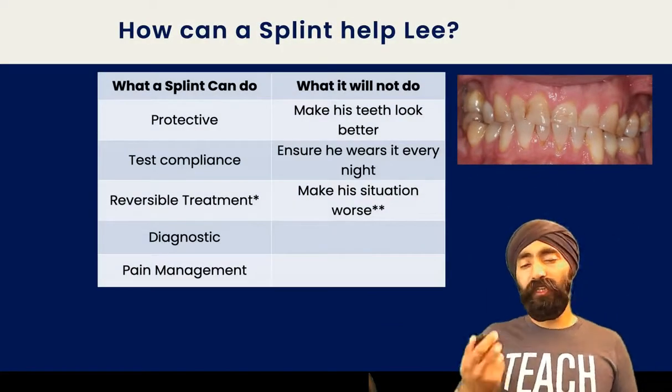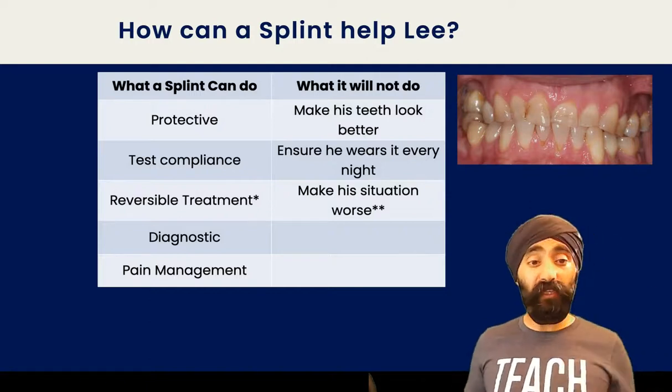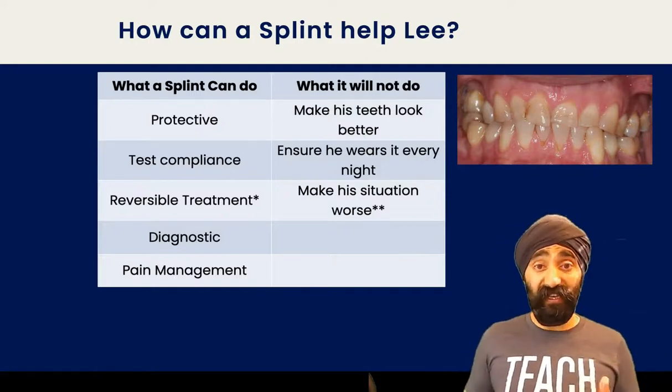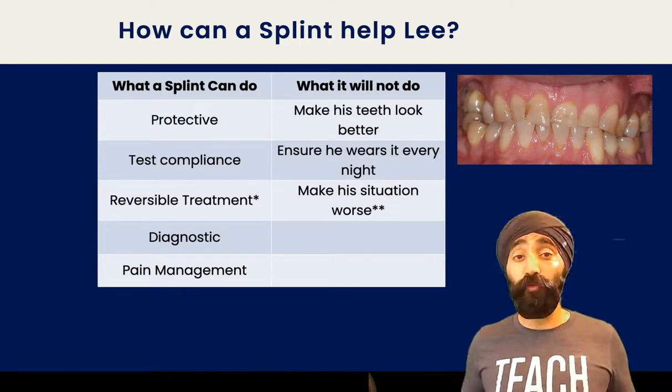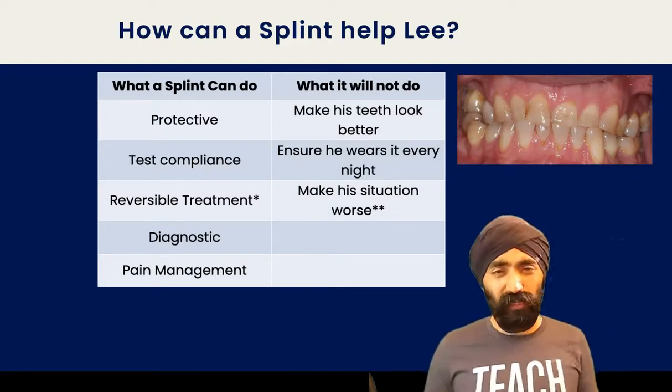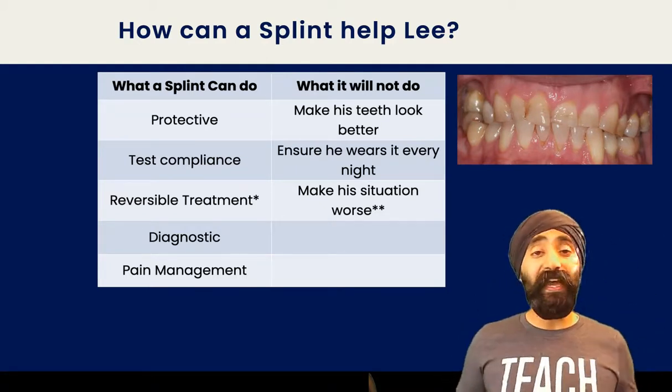Well, we need to consider, how can a splint help Lee? A splint can protect the teeth. It can test the compliance to, hey, can this patient actually tolerate and wear a splint? It's reversible treatment, which is good. We want reversible in this medical legal world. We don't want to be doing anything crazy. Reversible treatments are safe. It can be diagnostic.